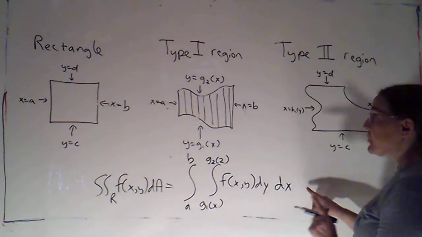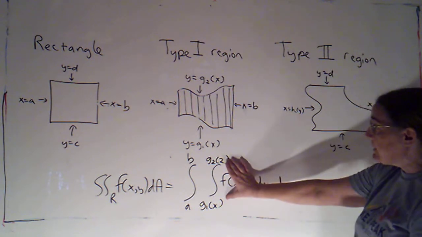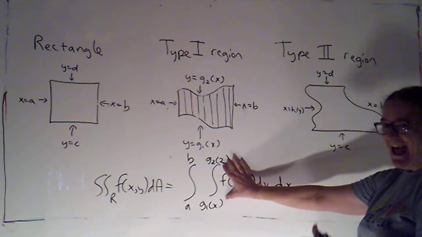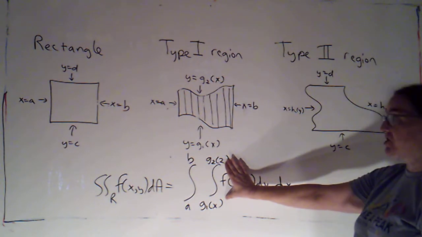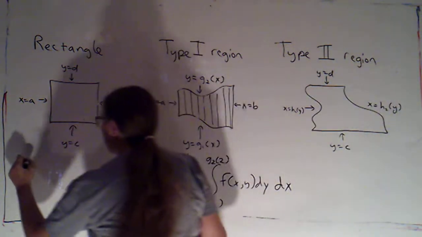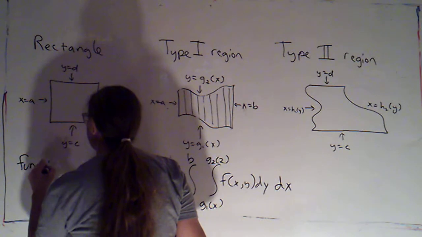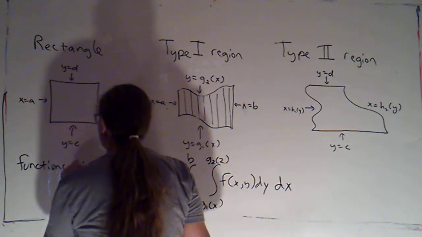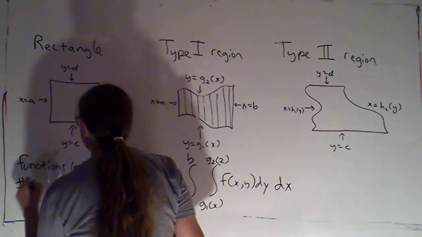Okay. So the rule is I'm now allowed to have functions as my limits of integration, but it's always functions inside, numbers outside.